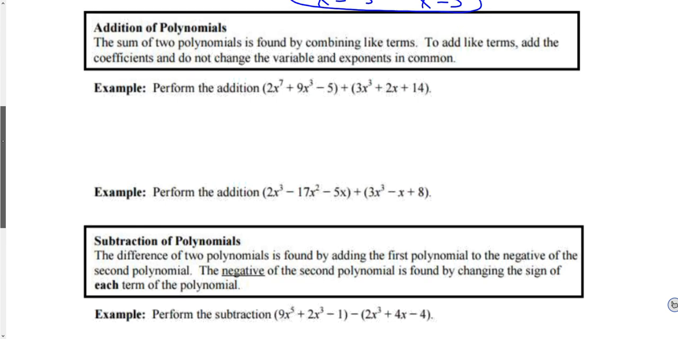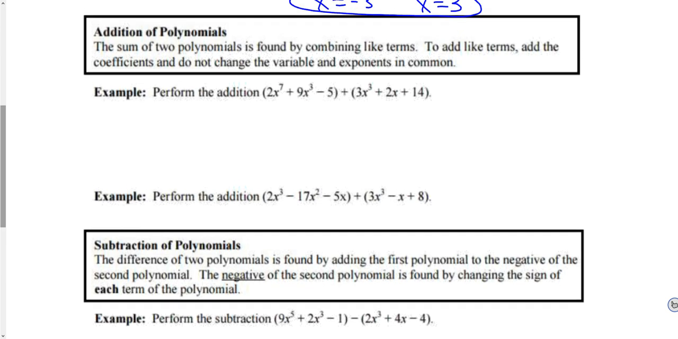I'm just going to highlight some of the important parts when it comes to the explanation on how to add these things. It says the sum of 2 polynomials is found by combining like terms. That's all this is, combining like terms. So in order to add like terms, you just add the coefficients, and you do not change the variable and the exponents. So we're not going to change any variables at all because that's not what you do when you add.